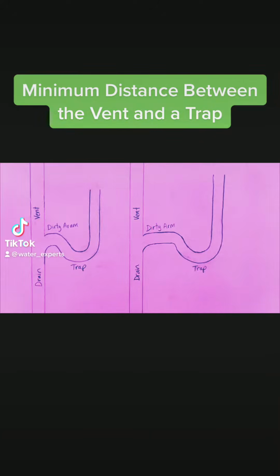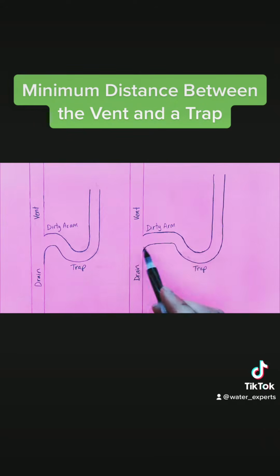Here we are looking at two examples of a fixture drain trap. The difference between the two is the distance between the vent and the trap. This one is shorter, this one's longer. We're going to discuss the reason why there is a minimum distance between the vent and the trap.